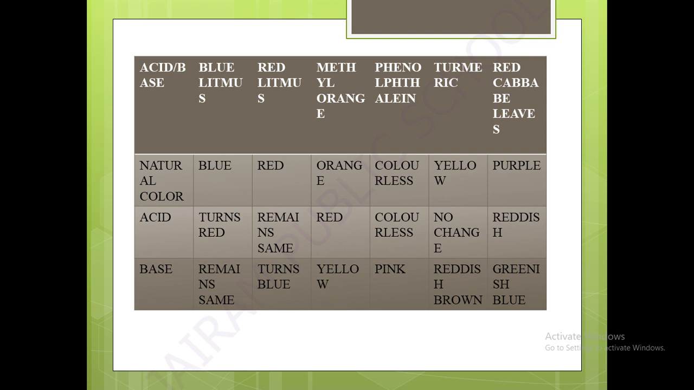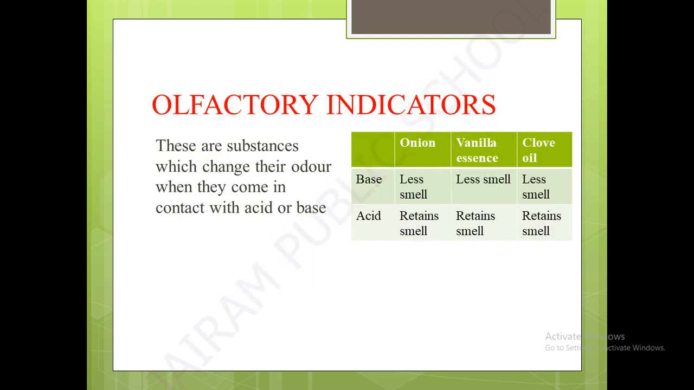That is, the indicator will indicate the changes; that is called an acid-base indicator. And next, a new type of indicator we are going to see is called olfactory indicators. Olfactory indicators means, in the previous indicators, that is synthetic and natural indicators, usually with the help of color change we can identify whether the solution is acidic or basic.